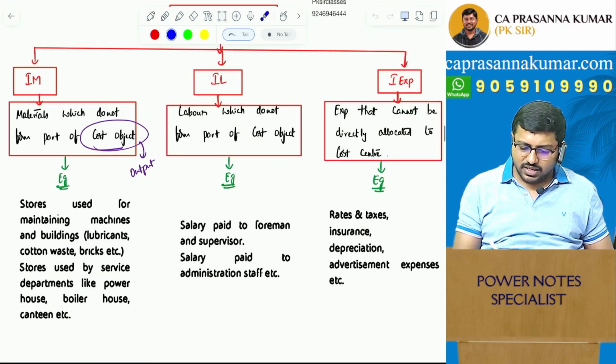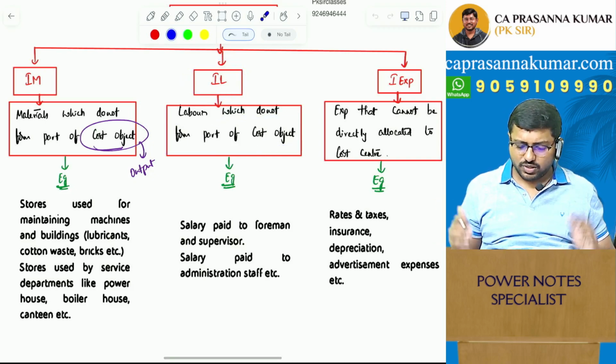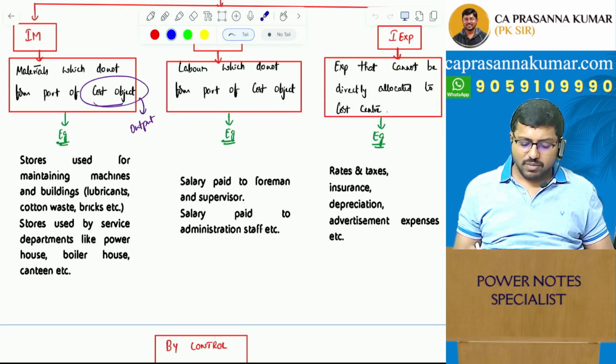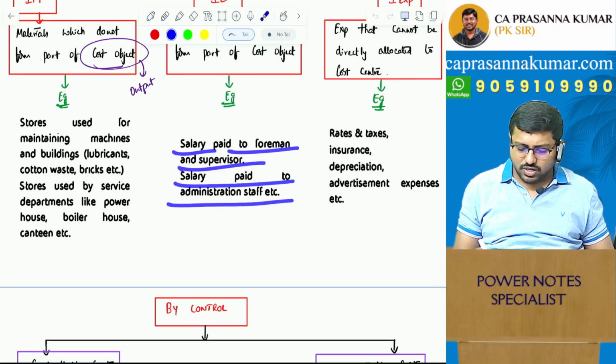Moving on. Indirect labor means what? Labor which does not form part of the cost object. Cost object means output, you know that. Okay, what is the labor that does not form part of the cost object? Very simple. Salary paid to foreman, supervisor, salary paid to administration staff.